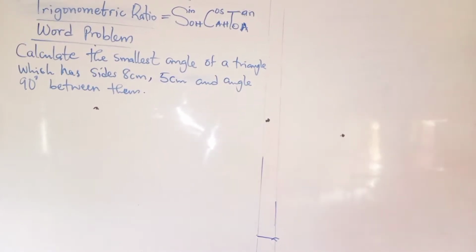Welcome to my class. The question on the board is a word problem of trigonometry ratio because the topic is trigonometry. The question says: calculate the smallest angle of a triangle which has sides 8 centimeter, 5 centimeter, and angle 90 between them. Solution.